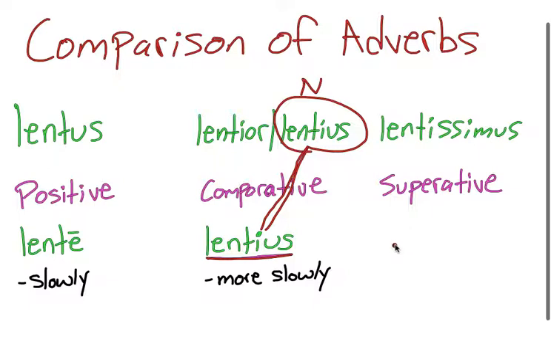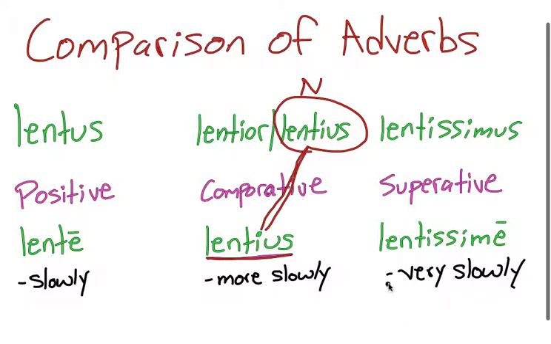Okay, and then for the superlative, it's quite simple. You just take the us just like you did for the positive, and you change it to an e. So lentissime, okay, would be translated as very slowly. Okay, and that's how you do the comparative and superlative adverb for a first and second declension adjective. Right, we had done the positive form a long time ago, back in one of the early chapters.